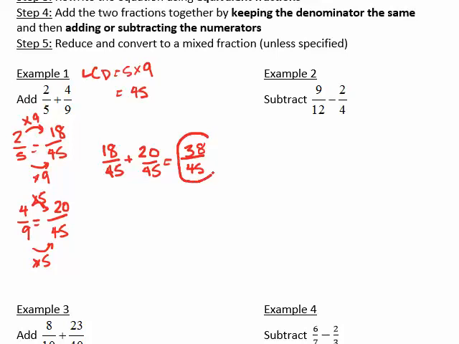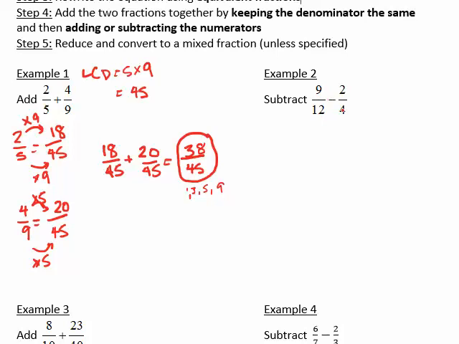Now, step 5 is to reduce and convert. Well, if I look at this and see if there's any numbers that can go into 38 and 45, 45, my factors are 1, 3, 5, 9, 15, etc. And 38 has none of those factors, so I can't reduce anymore. So 38 over 45 is my final answer.